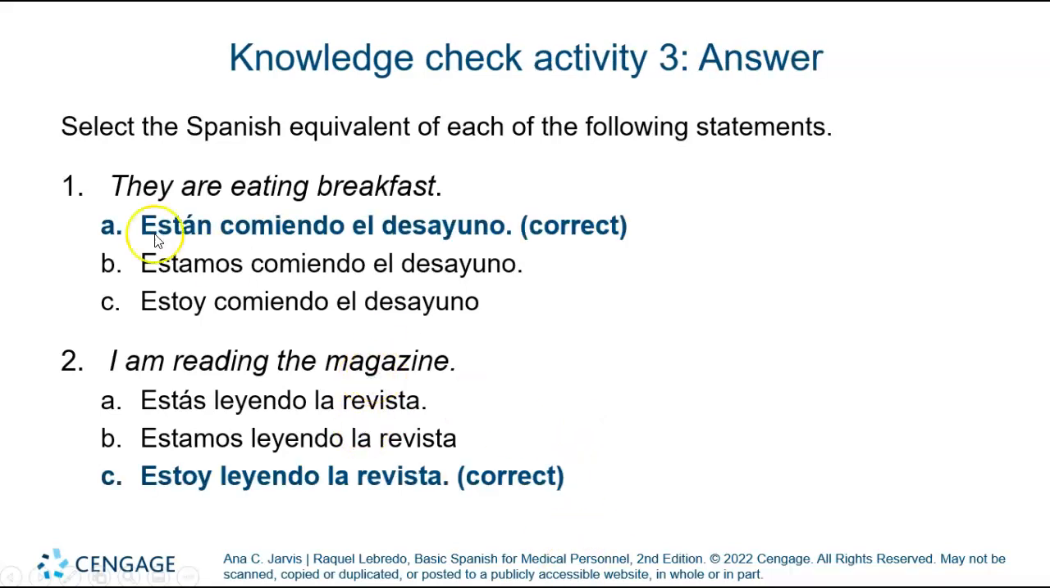Muy bien. So ellos is the idea, could be ellas, but the verb has to be están, and then the participle comiendo el desayuno. And then since we're saying I, the conjugation of estar is estoy, and then leyendo la revista. ¿Sí? Perfecto.